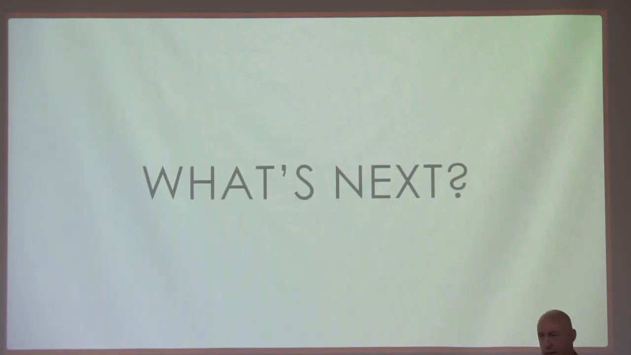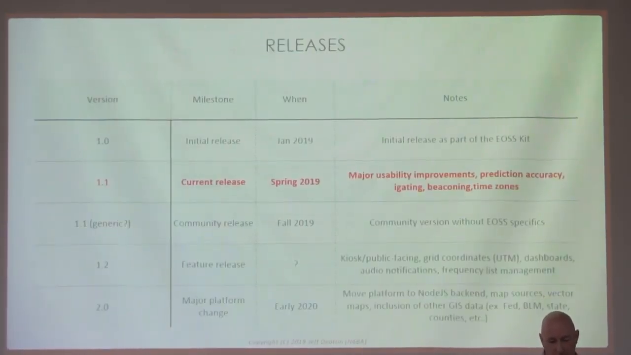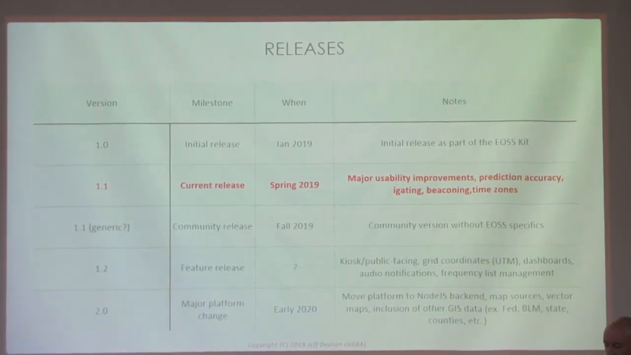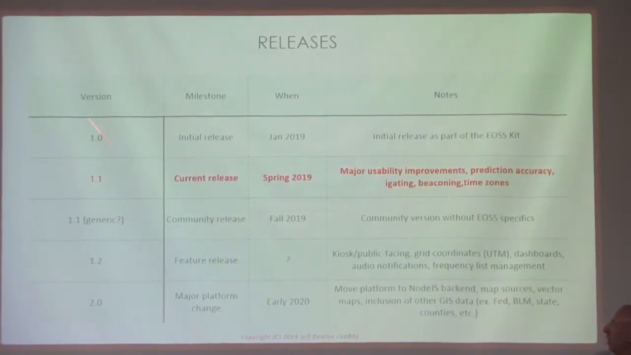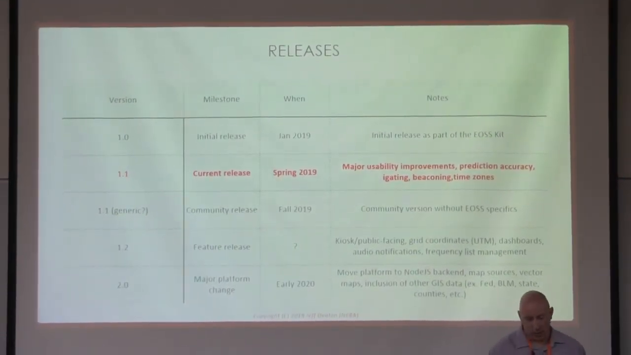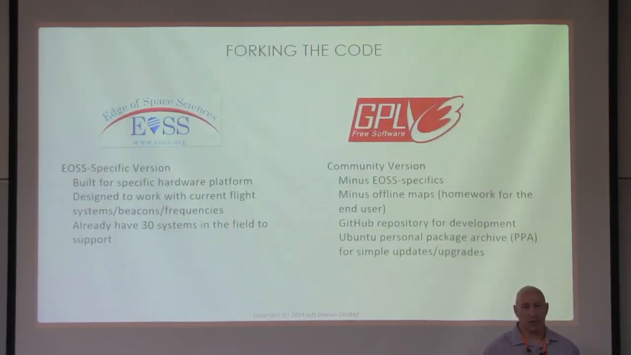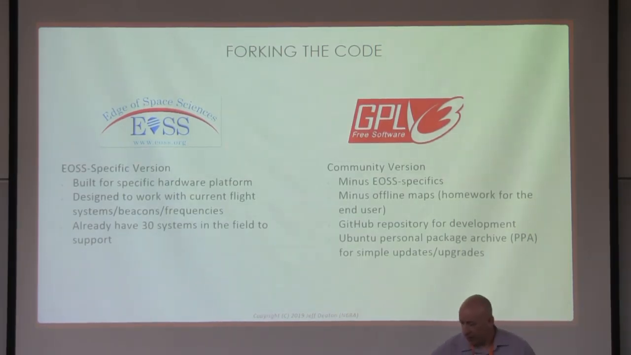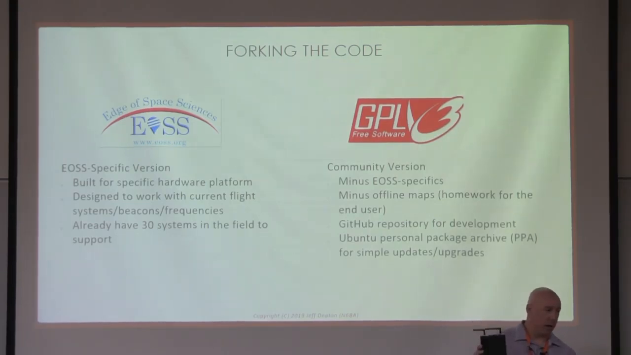So what's next in what we have planned? At the moment, we're settling on version 1.1. There were a lot of fix-ups here. We started, of course, with the initial image back in January. We've been talking about forking this into two directions. One that's EOSS specific, largely because it's purpose-built for dealing with this little brick, and we already have 30 plus of these things out in the field to support. So that's one side of things.